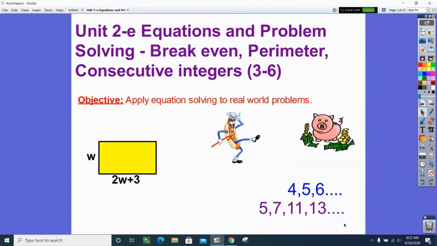So today we're going to take our equation solving into the real world. We're going to apply our equation solving to real world problems. Today we're going to do a little bit more with the break even, which I still think is the most important. We'll do some geometry perimeter, and we'll also do consecutive integers. Consecutive integers is the least important in terms of real world. However, sometimes they can sneak onto standardized tests, so I figured I would just introduce them.